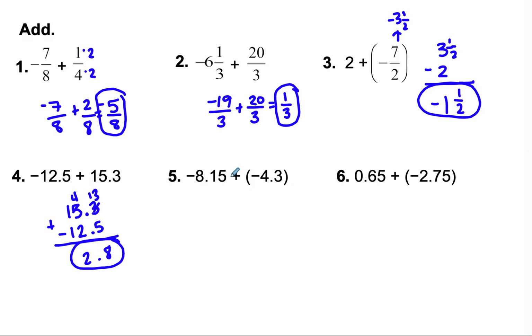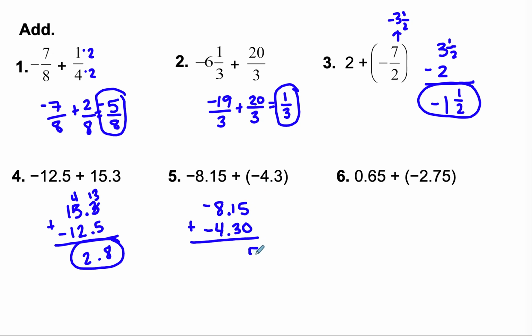Let's try this next one. -8 and 15/100 plus -4 and 3/10. The one with the greater absolute value gets written on the top. You do need to make sure you add a placeholder 0 on this one. This one we have the same sign, so we're going to find the sum.